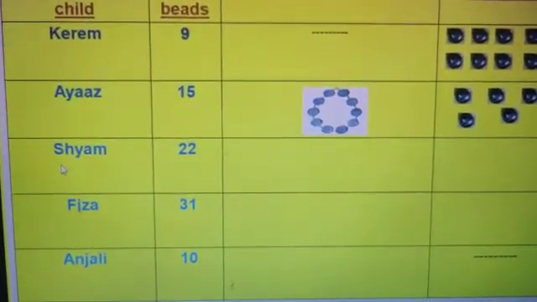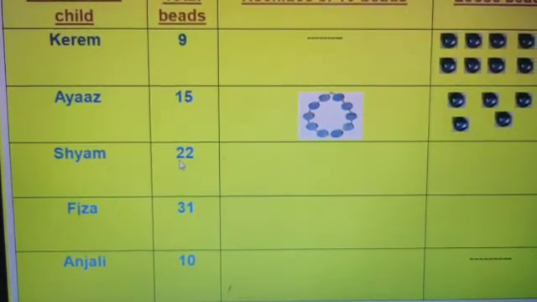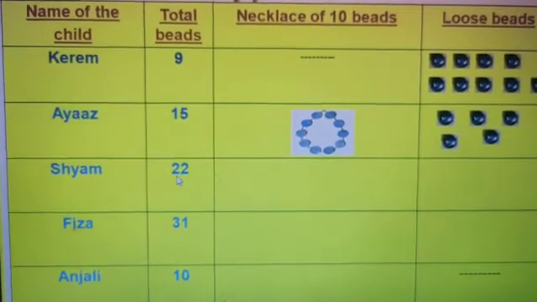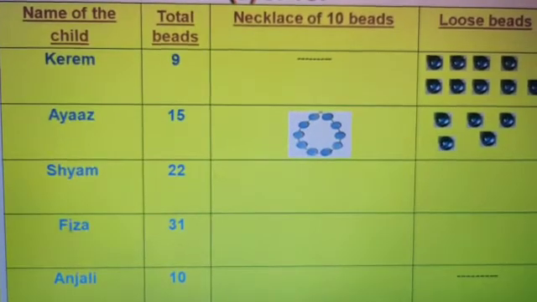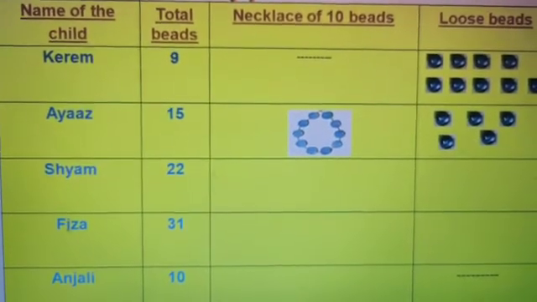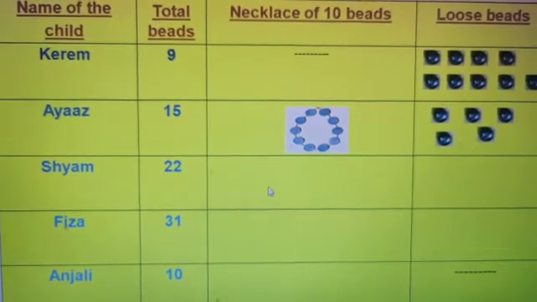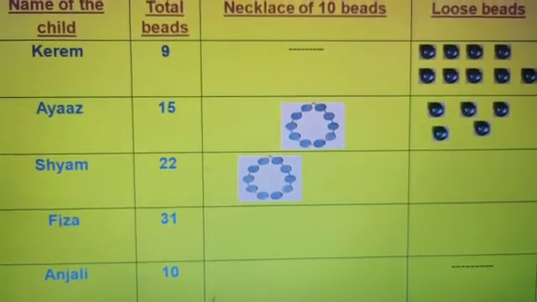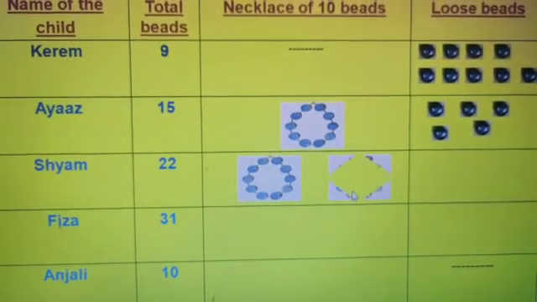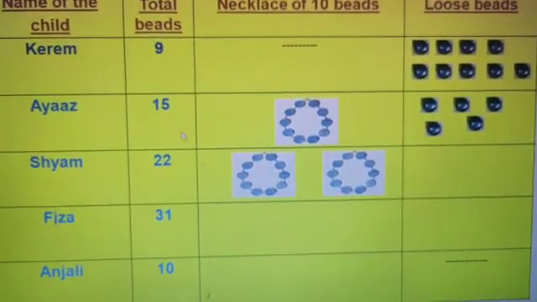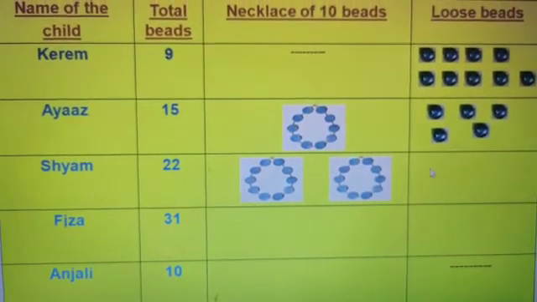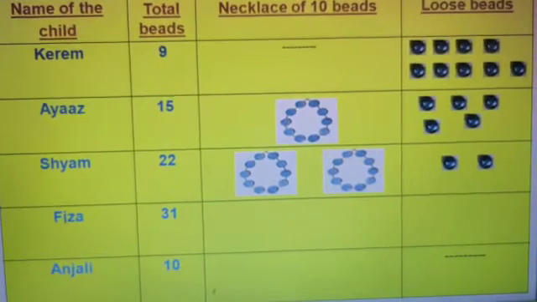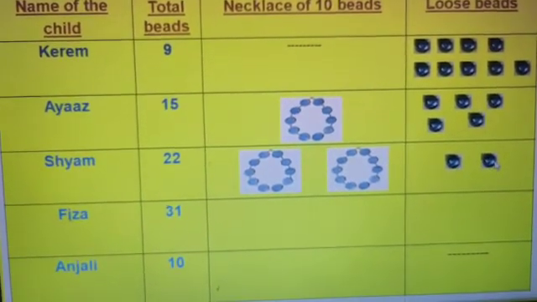Now, next, Shyam. The boy Shyam has 22 beads. So, 2 tens and 2 ones. So, how many necklaces can he form? 2 necklaces, each of 10 beads, can he form, right? Now, let us see how he is going to represent. 1 necklace of 10 beads, another necklace of 10 beads, right? Now, how many loose beads are left with him? 2, right? 1, 2. He has 2 loose beads.